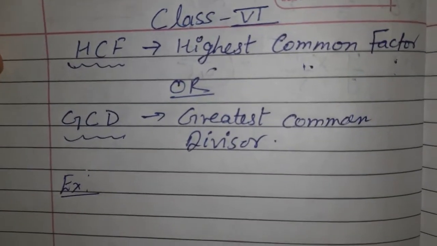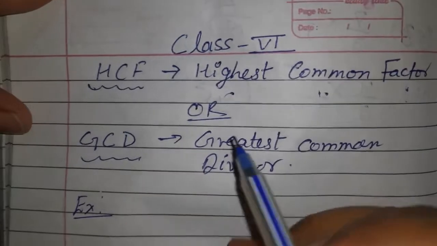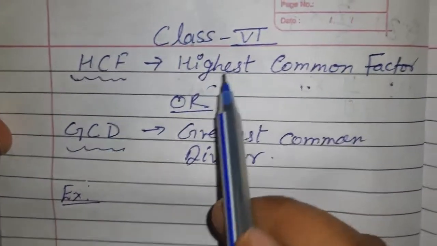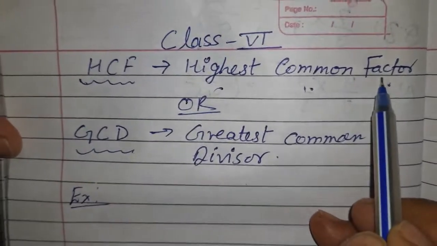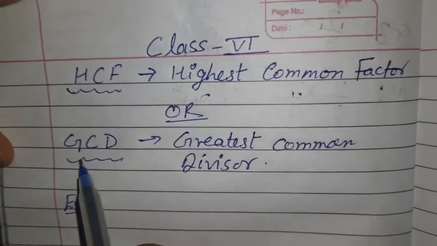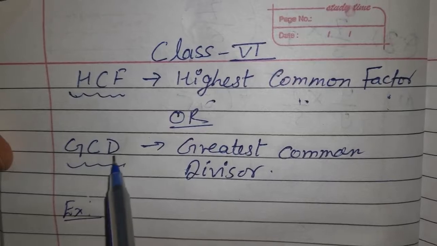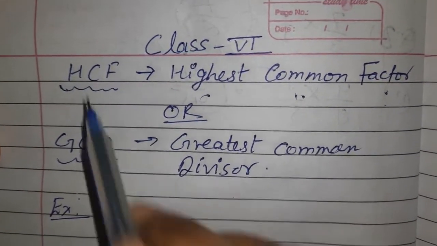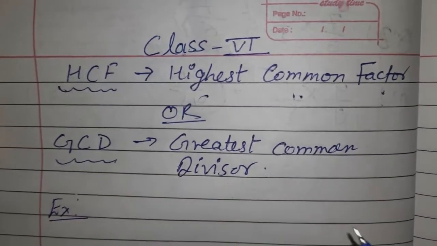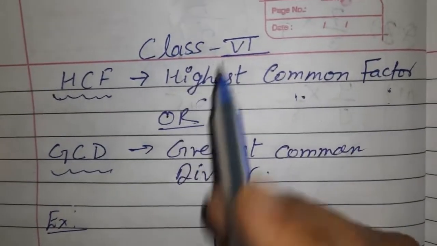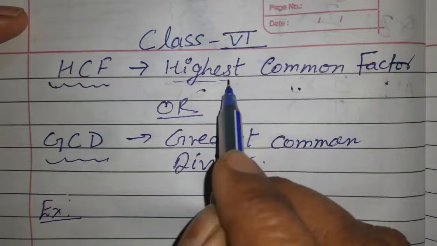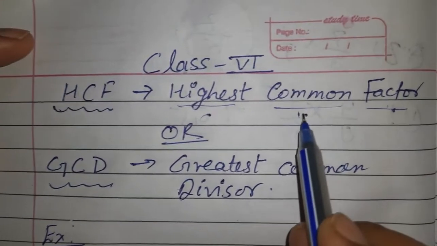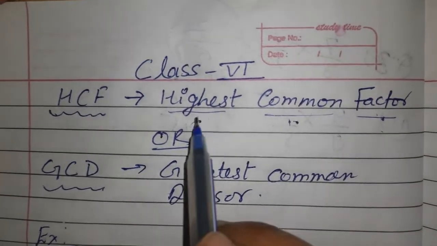So today I am going to explain what you understand by HCF. Students, HCF means highest common factor, or you can also say GCD. GCD means greatest common divisor. Both are the same, HCF and GCD. Just see, three words are here: highest common factor. You know factor, you know about the common factor also, and here it is highest.